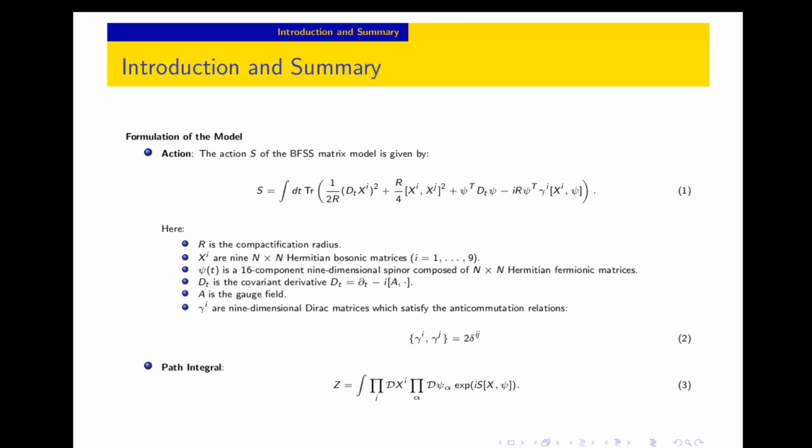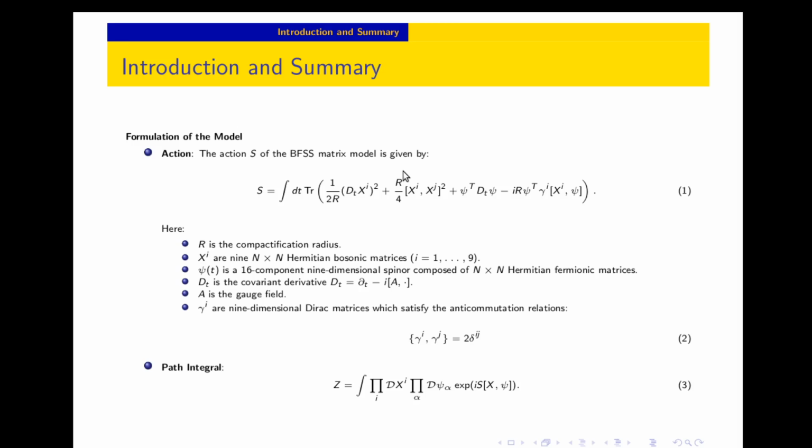The action of the BFSS matrix model, as given by equation 1, is fundamental to its formulation. It includes several critical components. R is the compactification radius, a crucial parameter in the model. X^i are N times N Hermitian bosonic matrices. There are 9 of them.